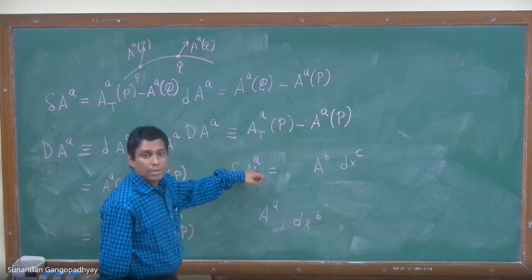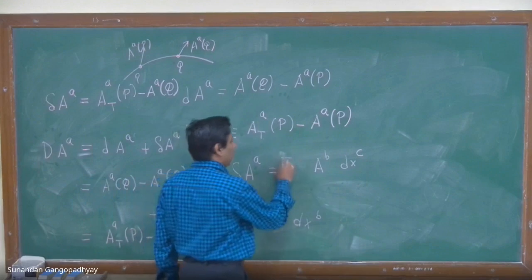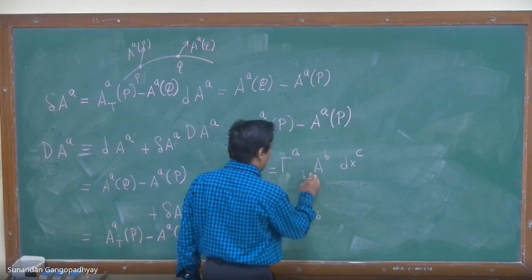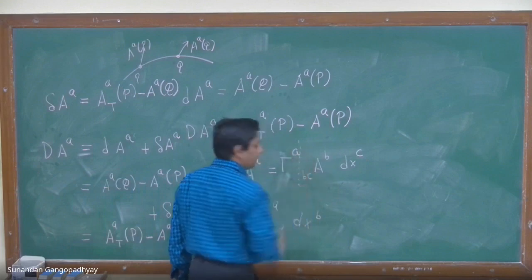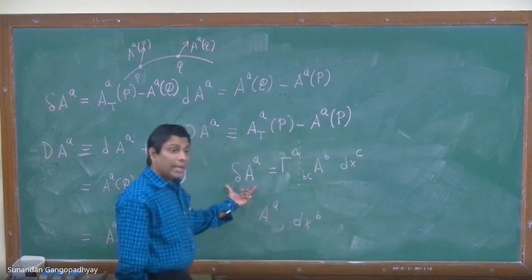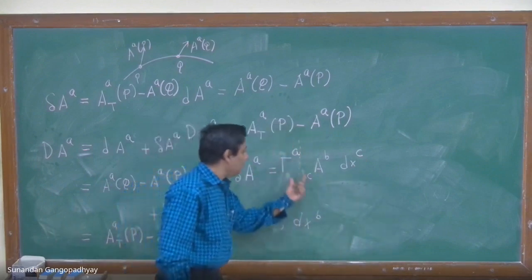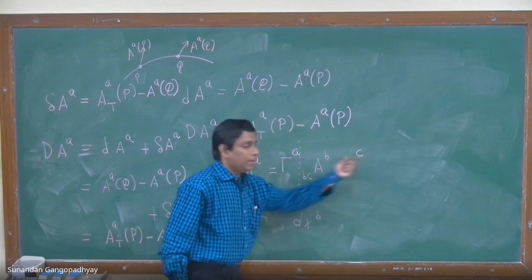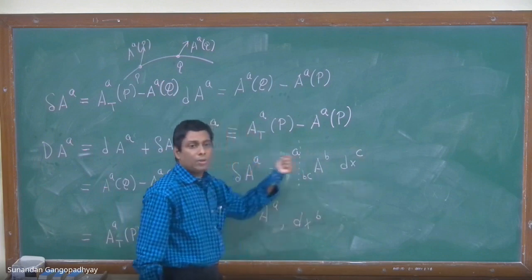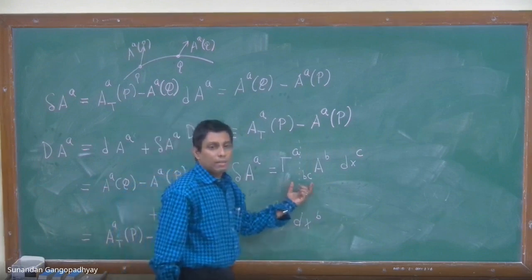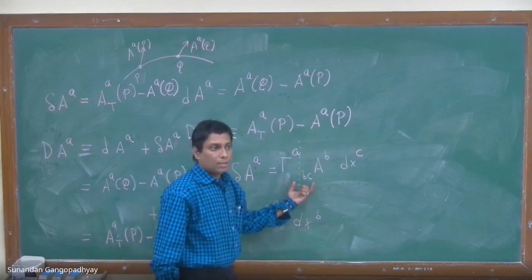You have indices to satisfy. Say you have some object gamma A. So this is a new object. So delta AA is gamma A, BC, AB, DSC. So it is very defined. BB contracted, CC contracted, A is the free index. The free index should be on both sides, same free index. This object is called a connection. This is called a connection.